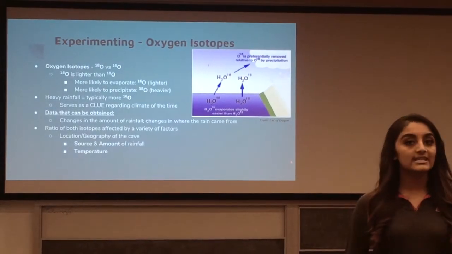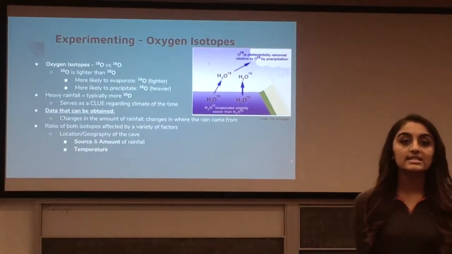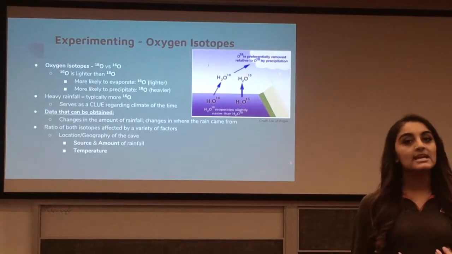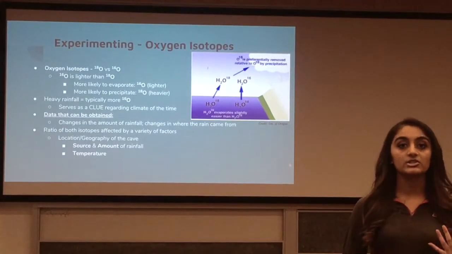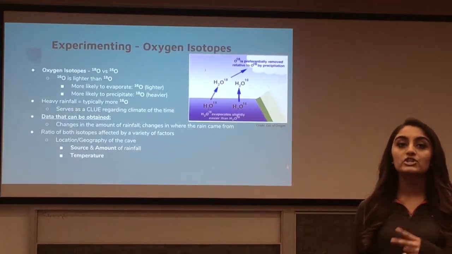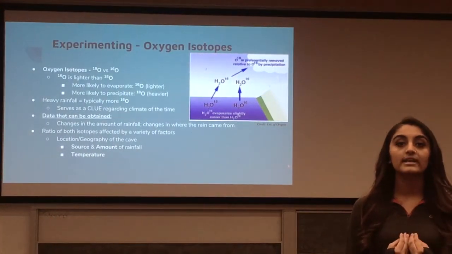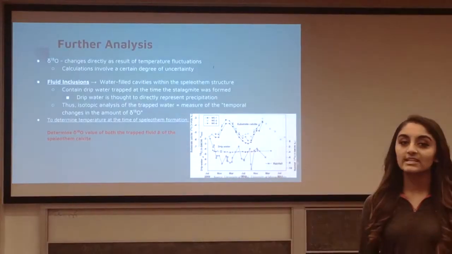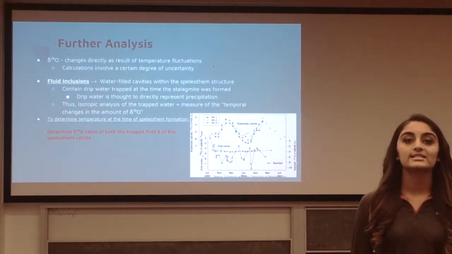They're going to look at oxygen-18 and oxygen-16. Oxygen-16 is lighter than oxygen-18 because it has fewer neutrons, meaning it has less mass, and it's easier to take into the atmosphere than oxygen-18. And when looking at the ratio of these two isotopes, they can actually find out the climate conditions of when the stalagmite was formed.